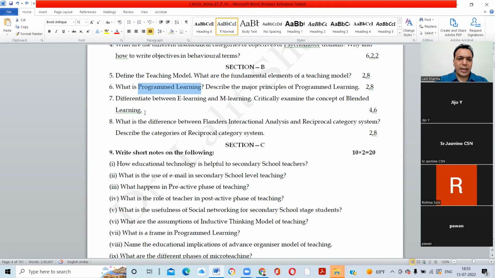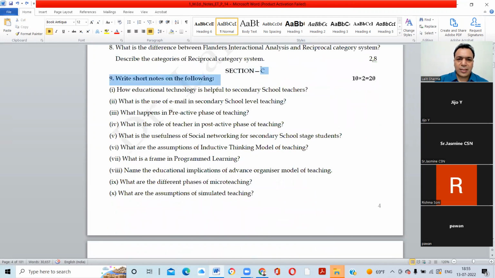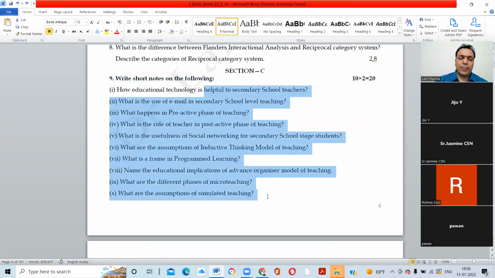That means three questions you are getting. And the last question is on the Flanders interaction analysis system and the reciprocal category system, right? So three questions you are covering this. Then under section C, if you do this now, the small questions are automatically covered.